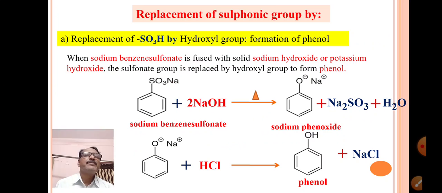Now we'll see the replacement reactions of benzene sulfonic acid: replacement of the sulfonic group by different groups. For example, replacement of SO3H by hydroxyl group gives phenol. When sodium benzene sulfonate is fused with sodium hydroxide or potassium hydroxide, the sulfonate group is replaced by hydroxyl group to form phenol. See here, sodium benzene sulfonate is reacting with NaOH, and there is formation of sodium phenoxide.